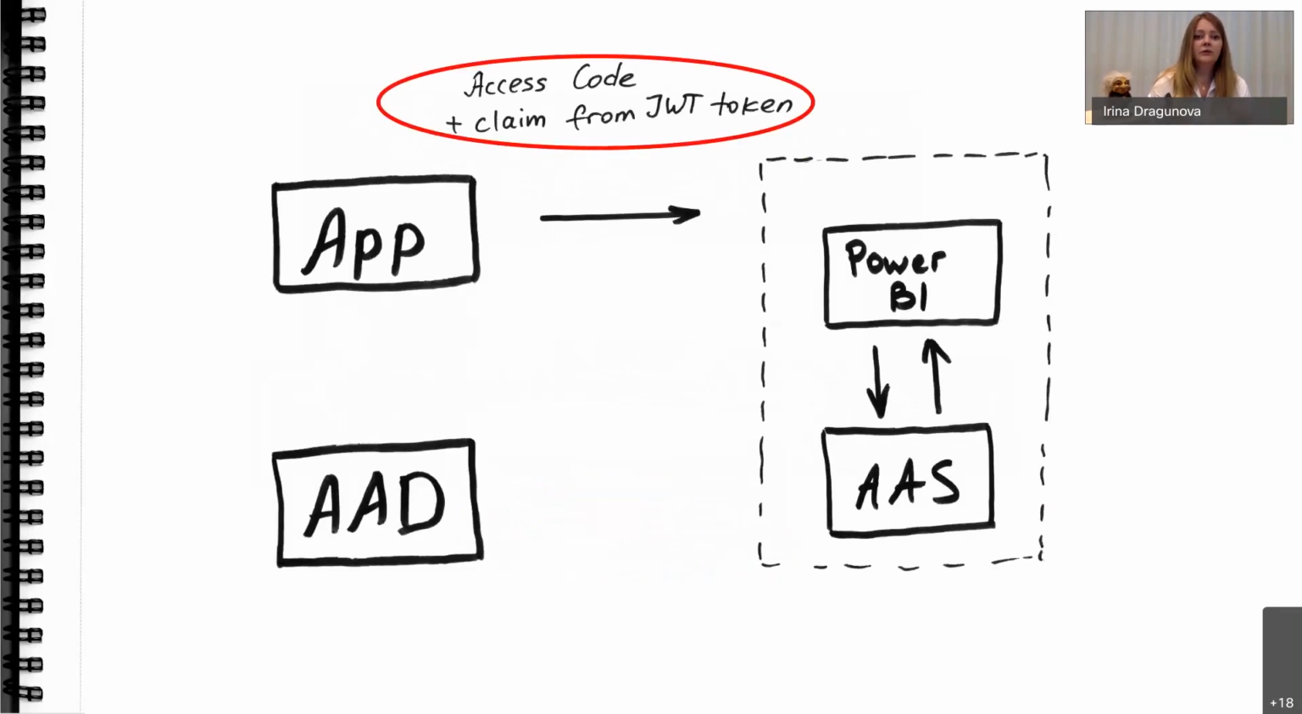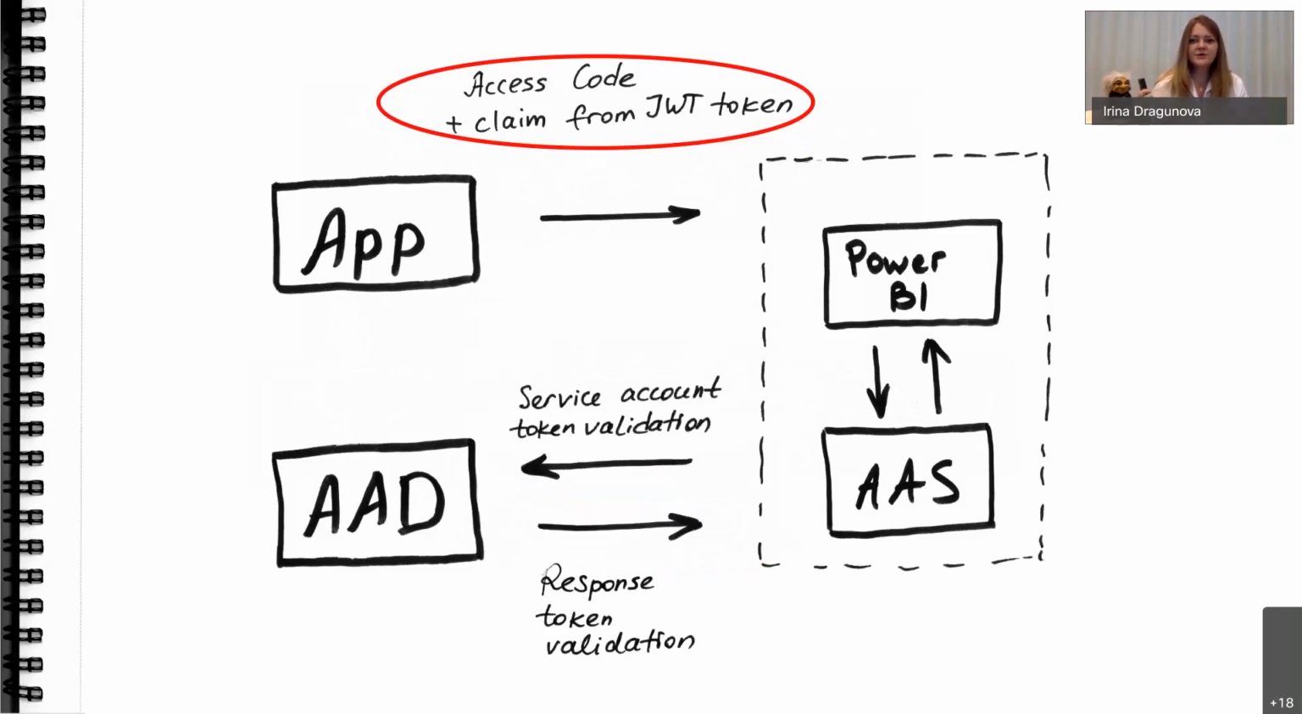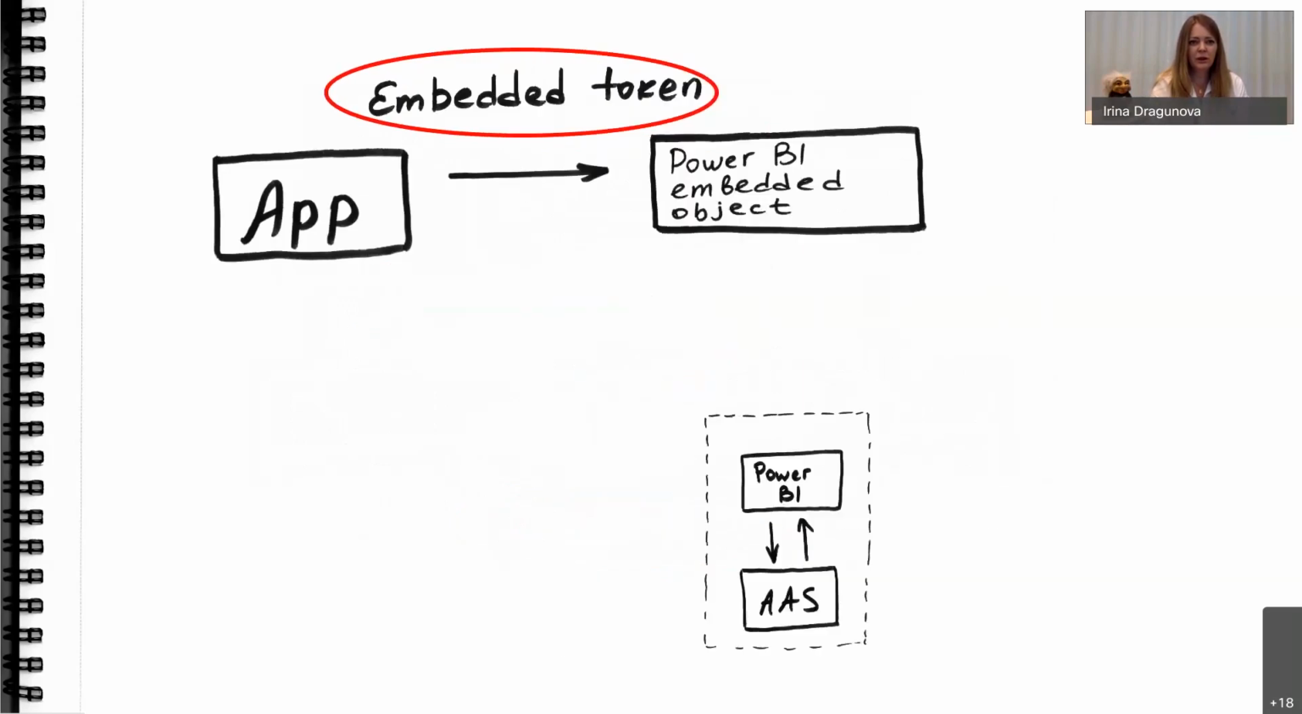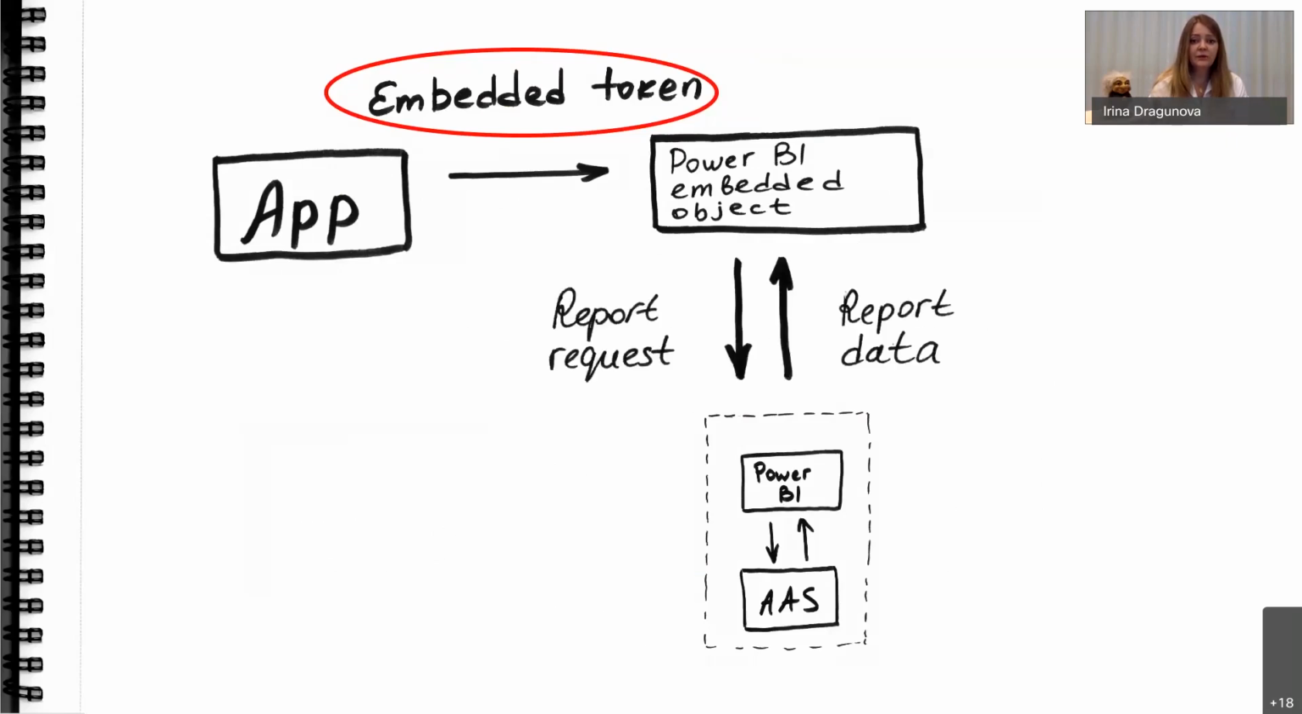Then our web application extracts the access role claim from the JWT token, and requests a Power BI token using this claim and the access code sent by Azure Active Directory. This access code is validated in Azure Active Directory, and after successful validation, Power BI sends back a unique embed token to the web application. So we got the token, and this embed token is used to create the report request and retrieve the report data. And this is what was left in our embedded config.